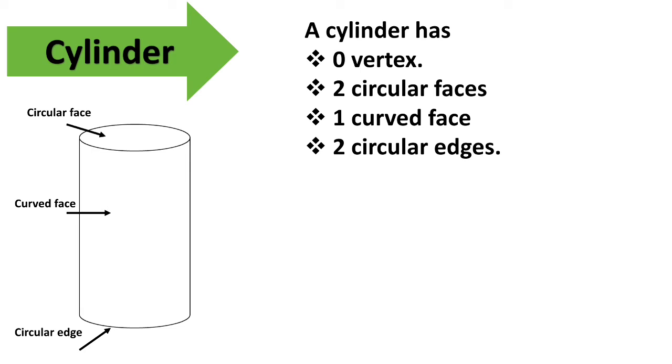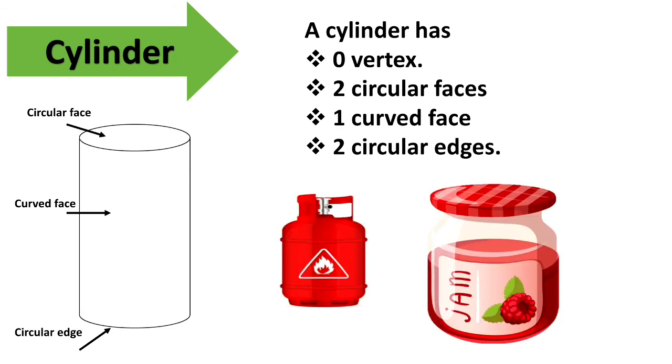Now how many edges are there? If you see the circle at the top and the circle at the bottom, there is a line of a circle, like we can see the circumference, that is called an edge. So one edge will be up, one edge will be down. There are 2 circular edges in the cylinder shape.